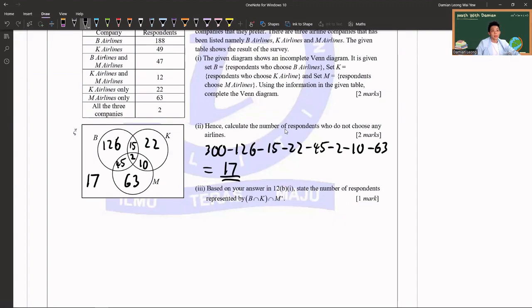Based on the answer in B1, the Venn diagram, the number of respondents represented by B intersect K intersect M prime. B intersect K first. B intersect K would be here. Intersect M prime will be outside of set M, so only this part. So it's 15. Yeah, prime means outside.